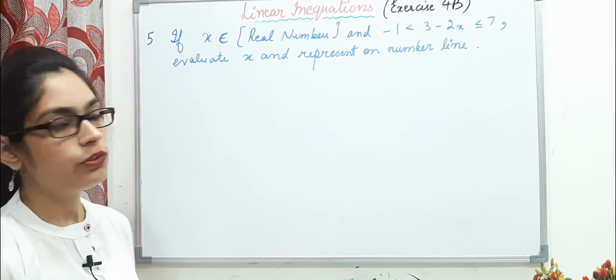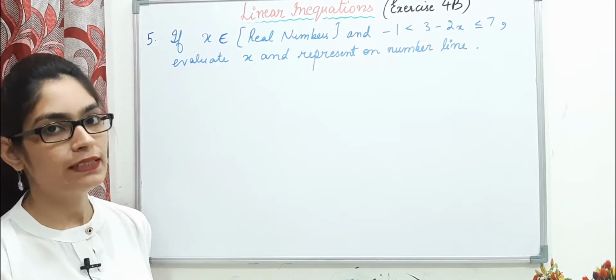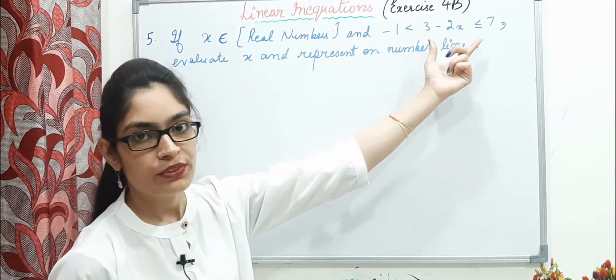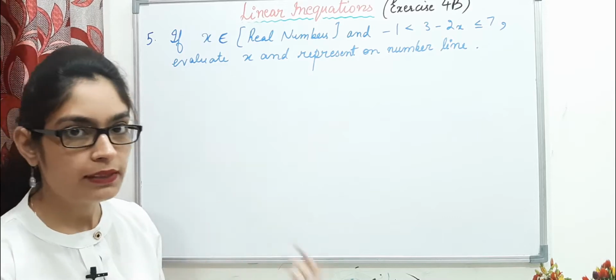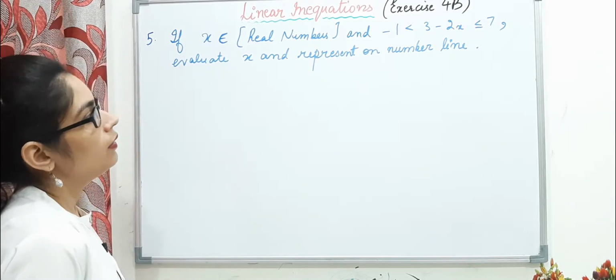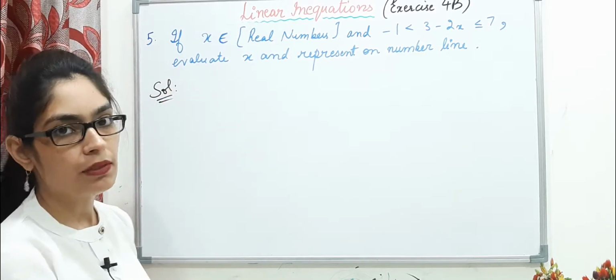In fifth question, it is given if x belongs to real numbers, that means replacement set is of real numbers, and this inequation is given to us. We have to evaluate x, means we have to find the value of x and represent on the number line. So we can solve same way we have to do like we did the previous one.